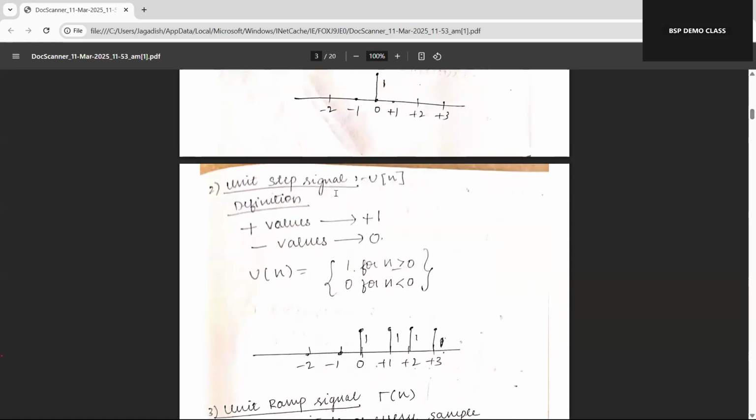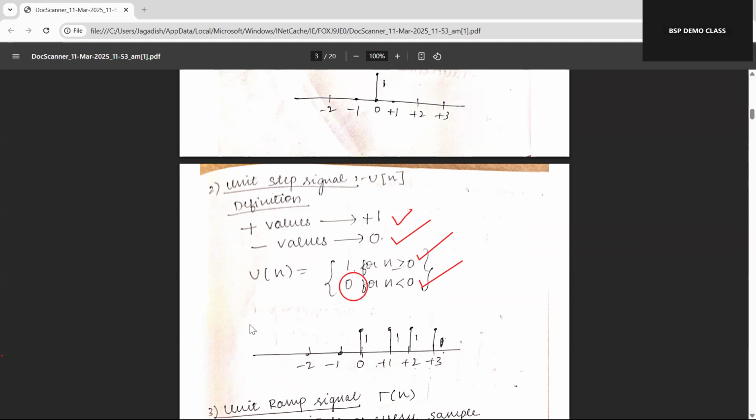Next is unit step signal. Unit step signal is denoted by U of n. For positive values, it will be 1, and for negative values, it will be 0. U of n, you have to write a condition. For n greater than or equal to 0, it will be 1. For n lesser than 0, it will be 0. This one you have to remember.